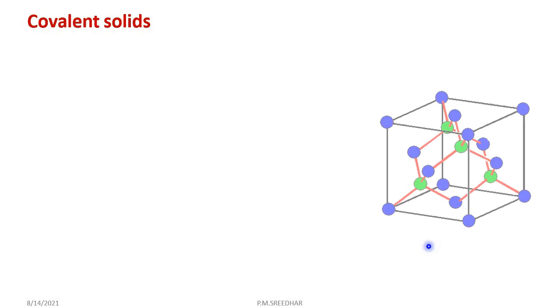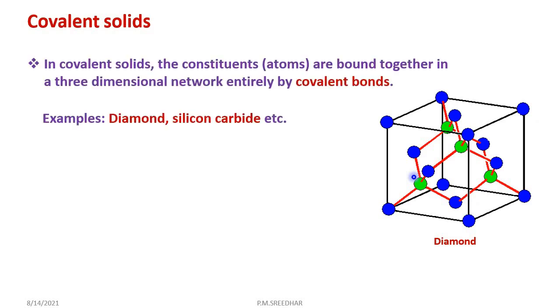Covalent solids. This is the crystal lattice of diamond. All the lattice points are occupied by carbon atoms and held strongly by covalent bonds. The red color bonds are bound together in a three-dimensional network. Therefore, if the constituents of a solid are bound together by covalent bonds, then the solid is known as a covalent solid. Examples for covalent solids are diamond and silicon carbide.